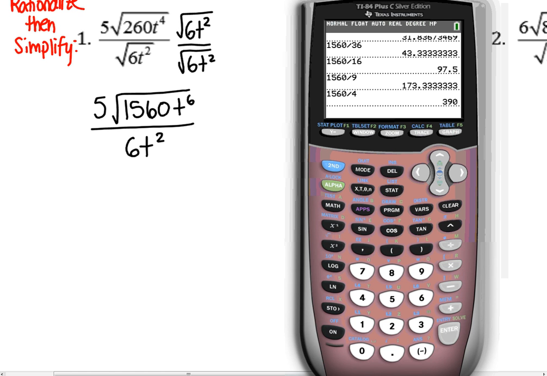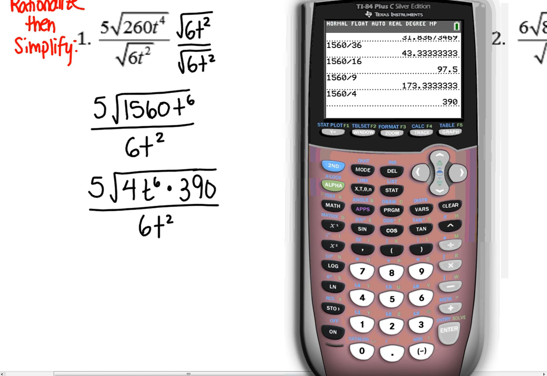4 times 390. So we will have to double check that 390 can't be broken down. But let's break this down into 4. Now, it's not just 4, because what else can you square root? So 4 times 390, yes. But what else can we square root? Can we square root t to the 6? Yes, because it's even, right? Divided by 6t squared. So we want to double check, can we break down 390? Because if 390 could be broken down, there was a larger one. We can do that. Let's pull the 4t squared out.